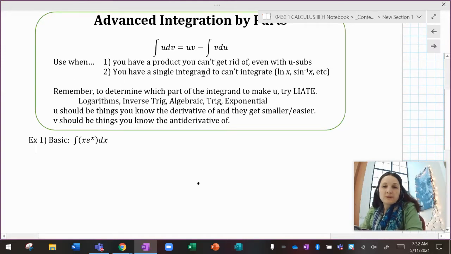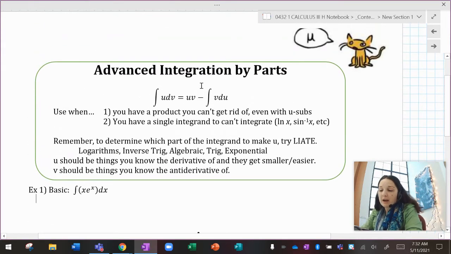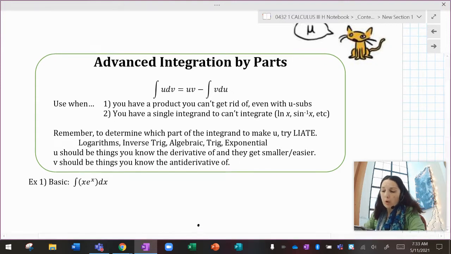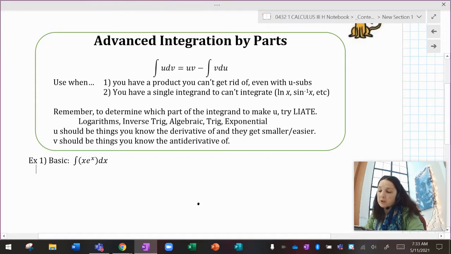Hello, calculus students. Today we are going to take a deep dive into advanced integration by parts. And the reason I call this advanced integration by parts is just because we're going to go beyond what's typically taught in like a BC Calc class and do a little bit more. So stick with me and let's get to it.